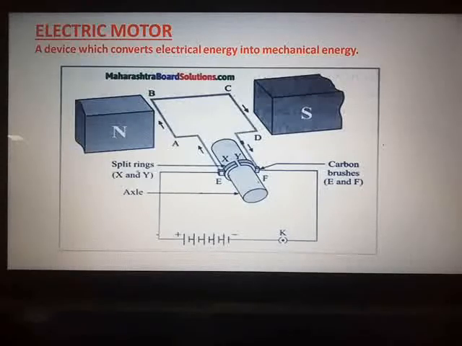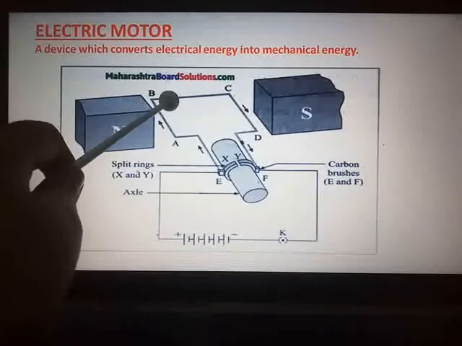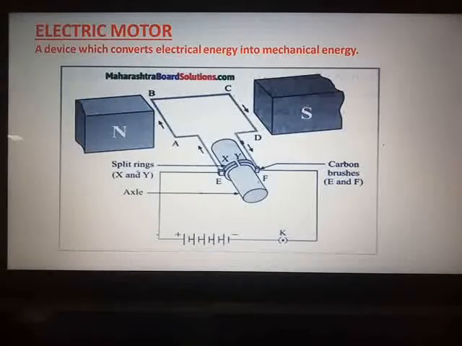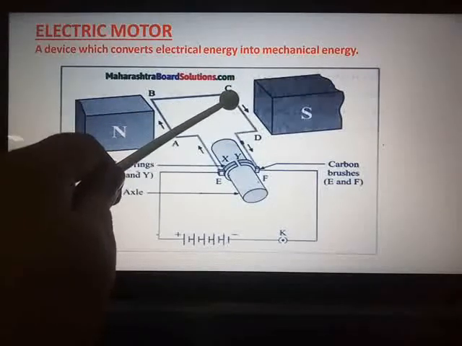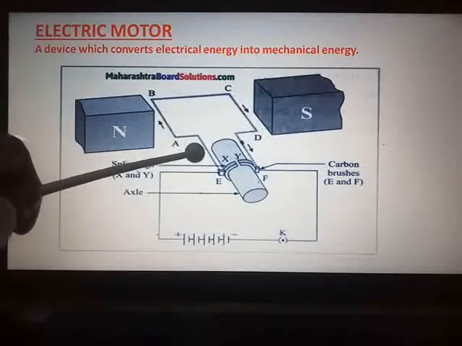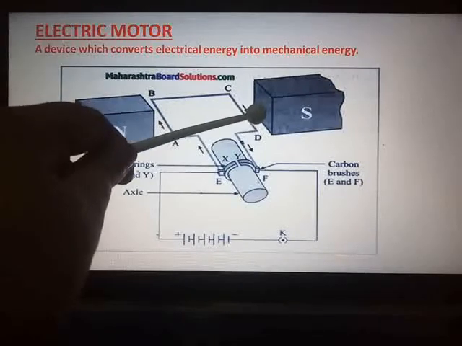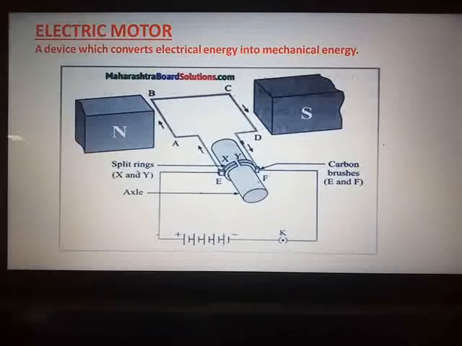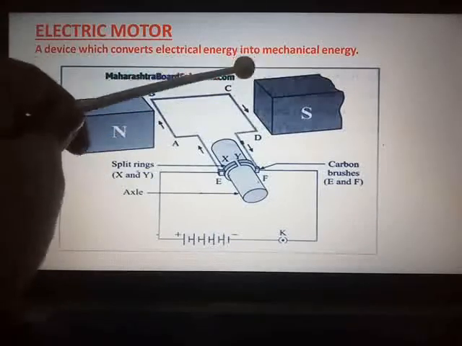So according to Fleming's left hand rule, here a force is exerted on this branch AB in the downward direction and it pushes it down. Now the current in this branch of the armature coil, that is CD, is in an opposite direction to that of the AB branch. You can see here, this arrow is in the upward direction, this arrow is in the downward direction. And what happens over here? A force is exerted on branch CD in the upward direction.